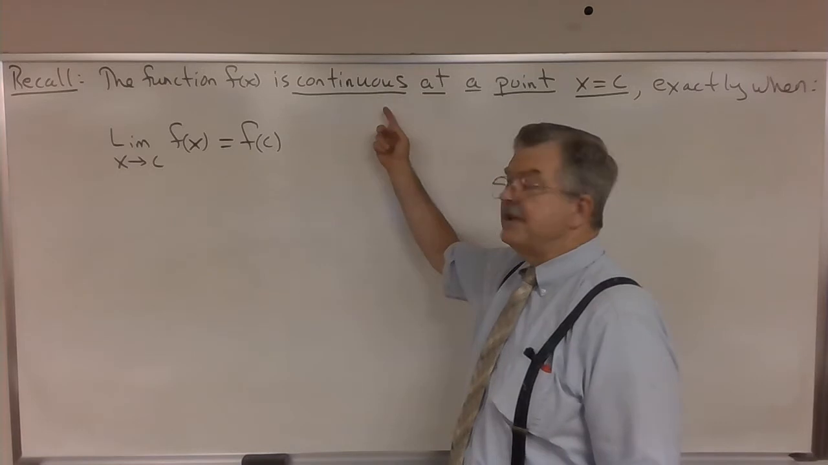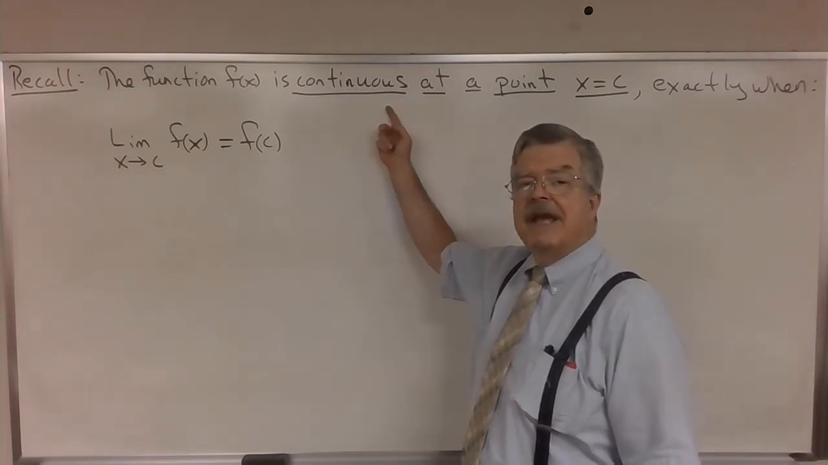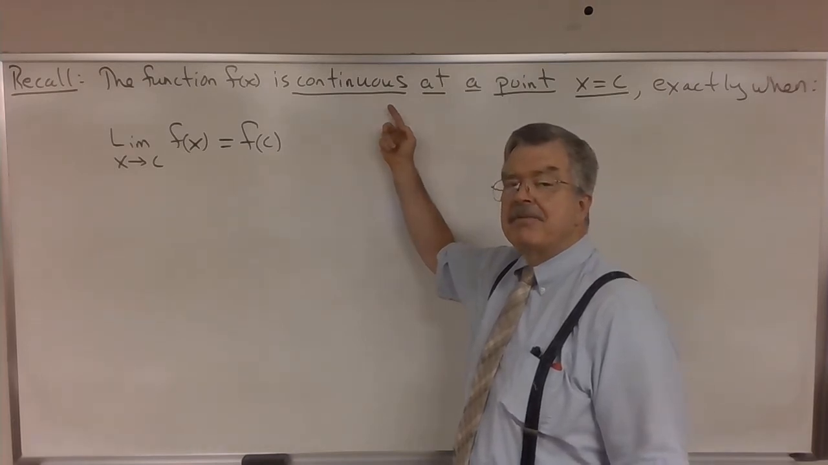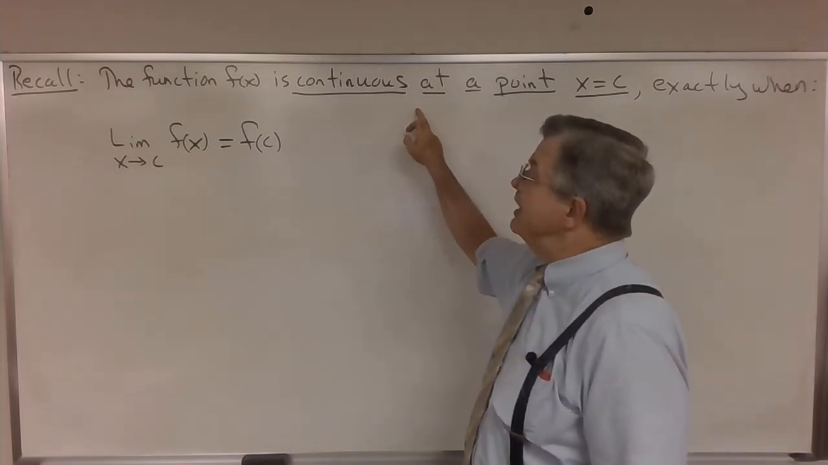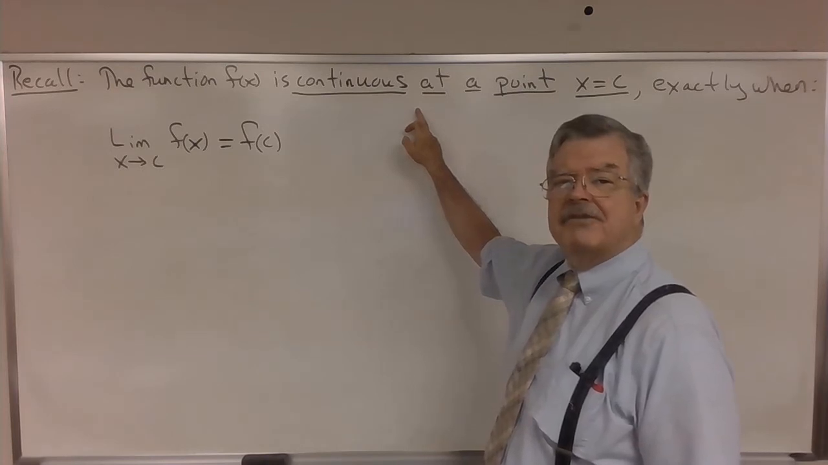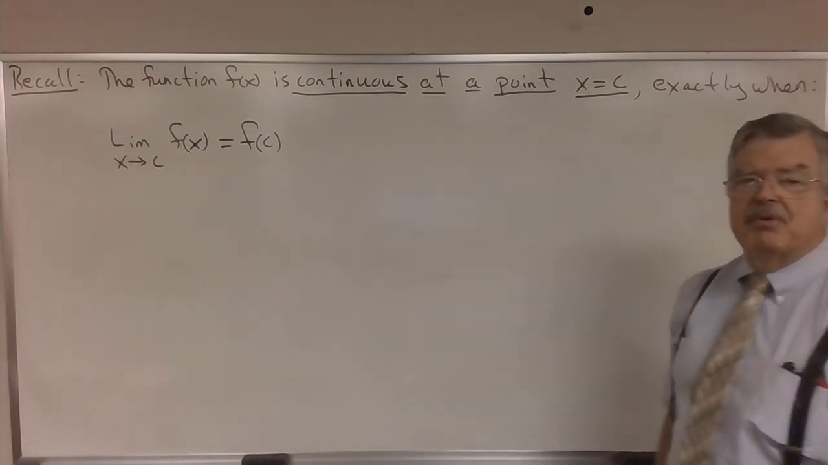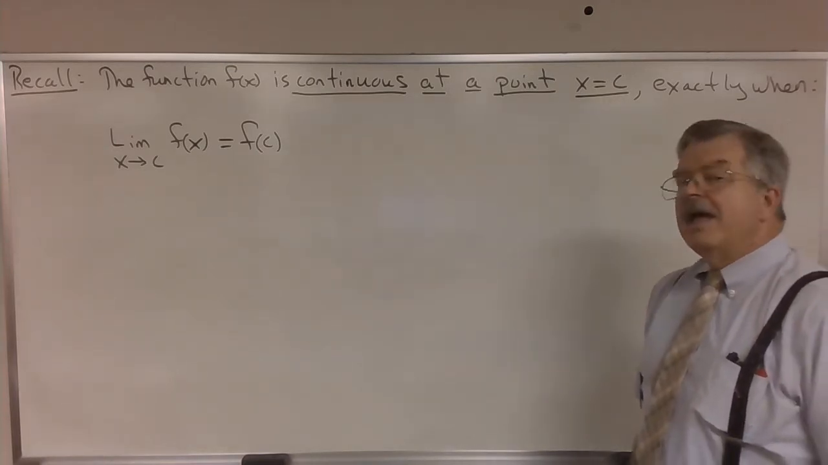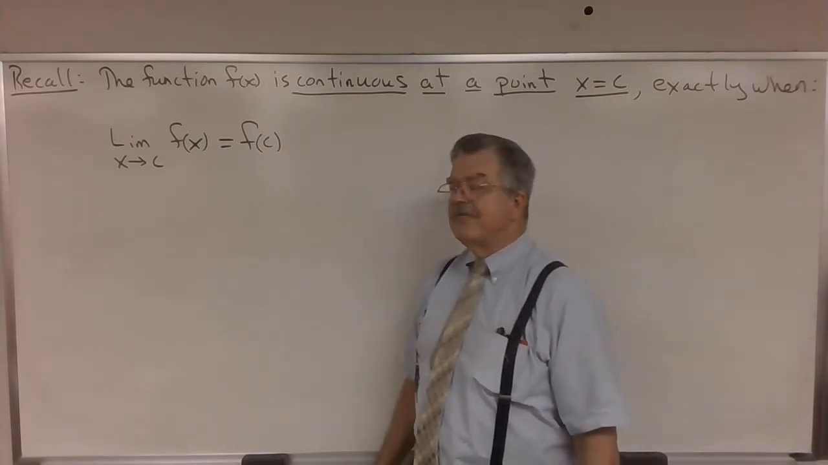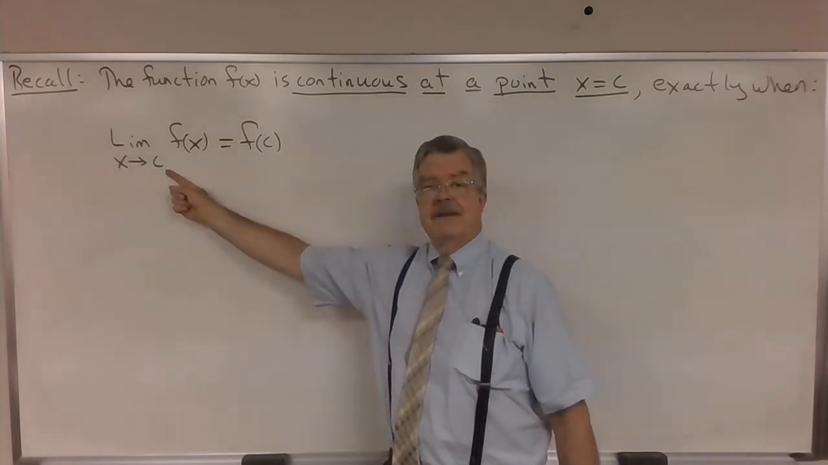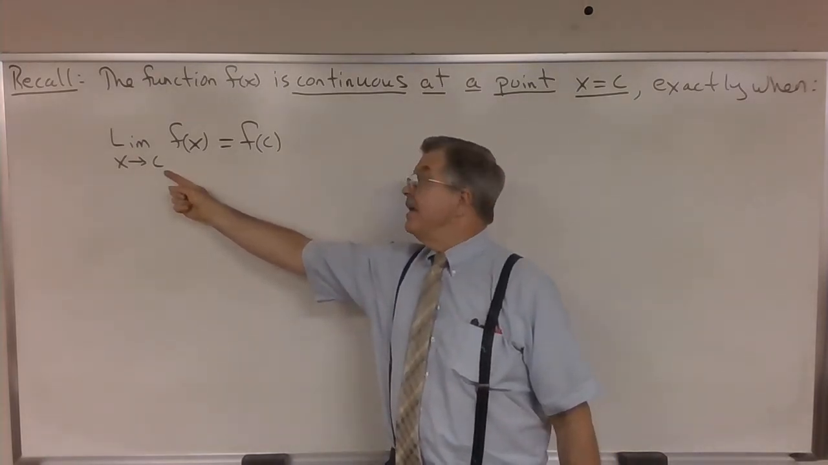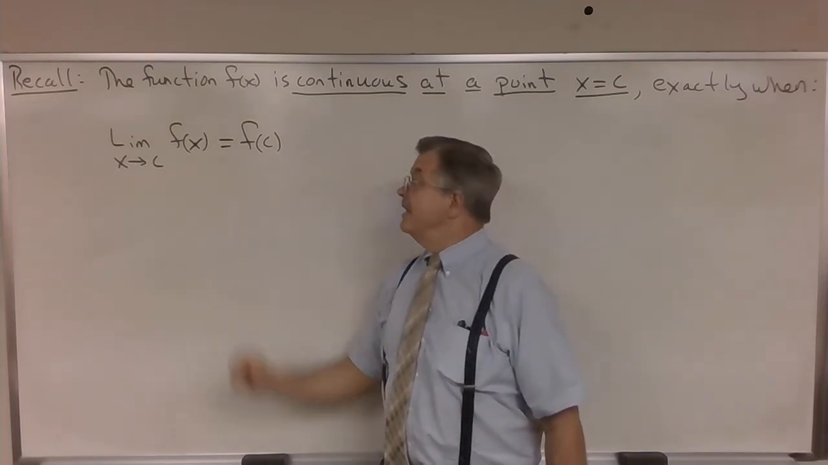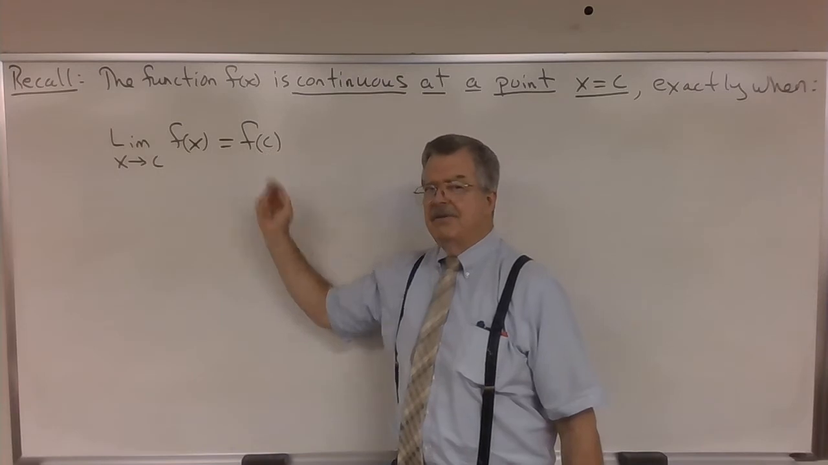The first step that we took toward formulating continuity mathematically was to define the concept of a function f of x being continuous at a point, in this case the point x equals c. And we said that the function f of x was continuous at the point c if the limit of f of x as x approaches c is equal to f evaluated at c.